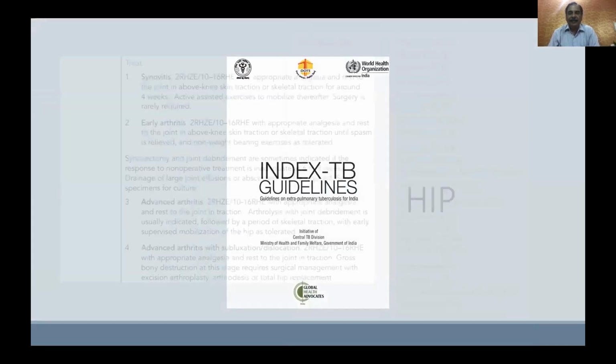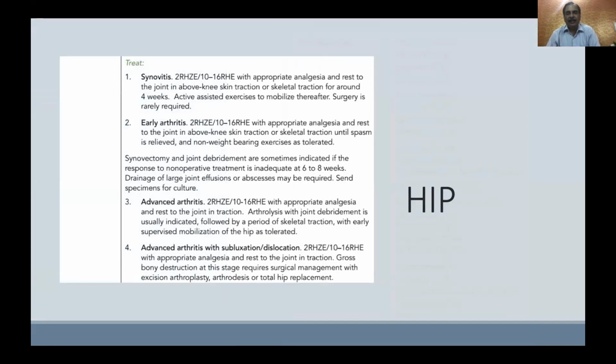The Index TB guidelines say that for most of the stages, you have to give 2 months of a 4-drug regime, which is rifampicin, INH, pyrazinamide, and ethambutol, followed by 10 to 16 months of 3 drugs, which is rifampicin, INH, and ethambutol. And this is an 18-month course. You can see that in these guidelines, the rest of the recommendations are about the specific treatment for the joint, but the chemotherapy is almost the standard for this.